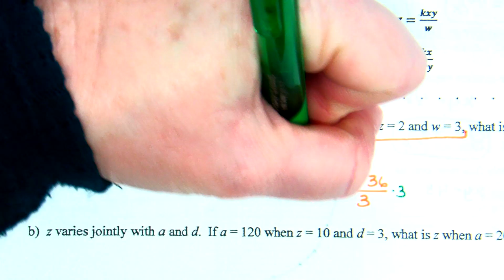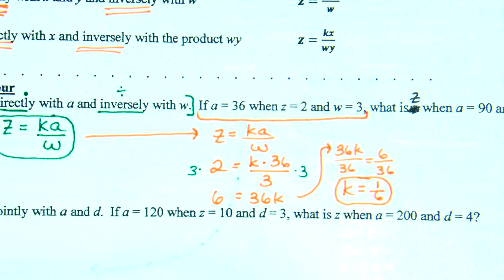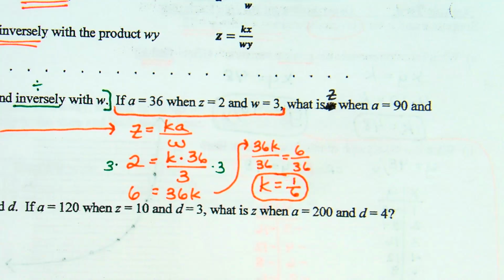Now, we had an original equation, yes? What do we know about that equation? K is 1/6, right? So if it was originally Z equals KA over W, I can now say, it doesn't look very pretty, I probably should use better math than that, but I just said 1/6 A over W. Officially, it would be A over 6W, but it works for what we're getting ready to do.